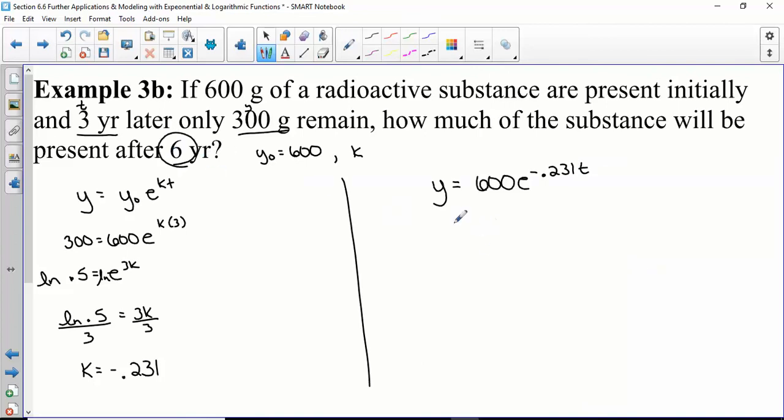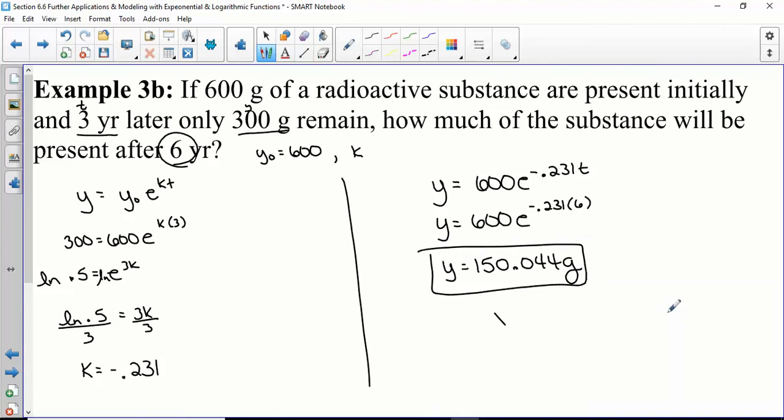Then I'm asked how much will be present after 6 years. So if we plug in a 6, and then just use your calculator, I get 150.044 grams. Okay.